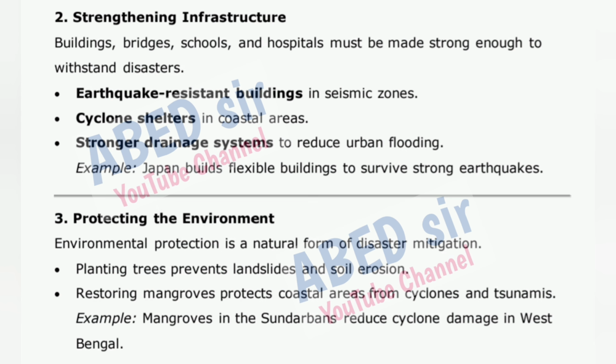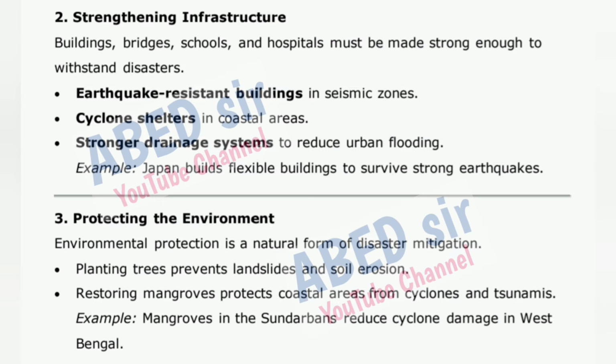2. Strengthening infrastructure. Buildings, bridges, schools, and hospitals must be made strong enough to withstand disasters. Earthquake-resistant buildings in seismic zones. Cyclone shelters in coastal areas. Stronger drainage systems to reduce urban flooding. Example: Japan builds flexible buildings to survive strong earthquakes.